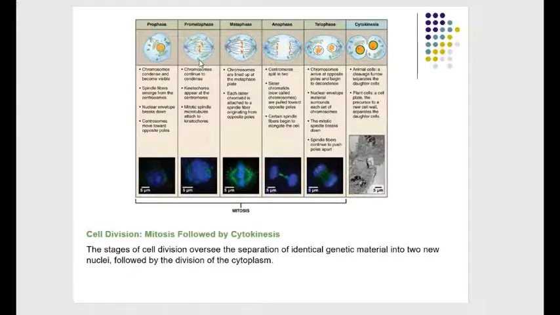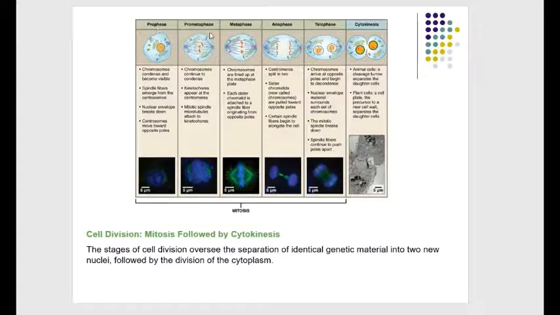So in prometaphase, chromosomes are going to continue to condense. The kinetochore is going to appear at the centromere, and the mitotic spindles are going to attach to the kinetochore. So the centrosomes and the kinetochores and the mitotic spindles are all materials that are going to be involved in pulling the sister chromosomes apart.